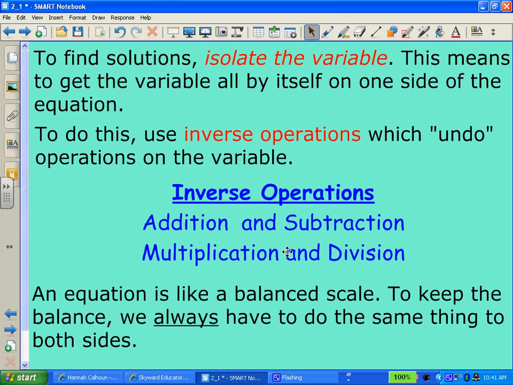One way to think about it is that an equation is like a scale. We always have to keep it balanced. So to do that, we do the same thing to both sides all the time. If you add 3 to one side, you have to add 3 to the other side. You can never do something to only one side. Whatever you do, do it to both sides.